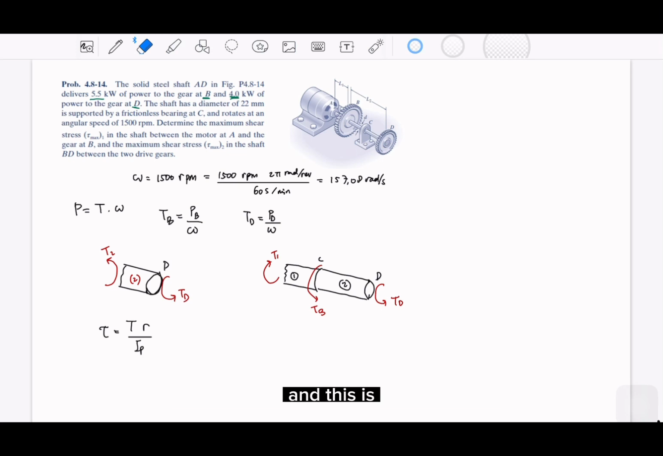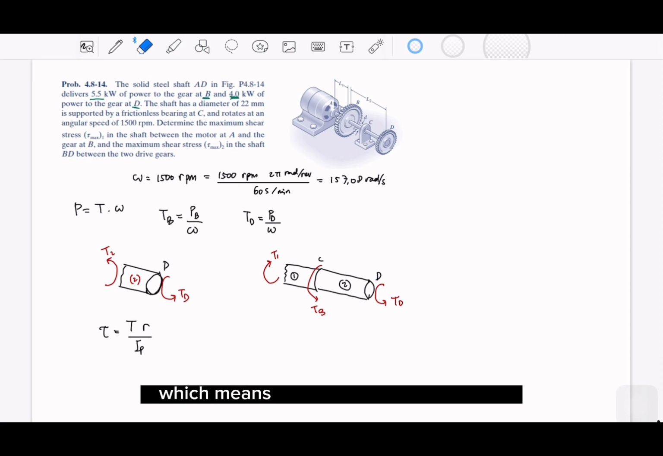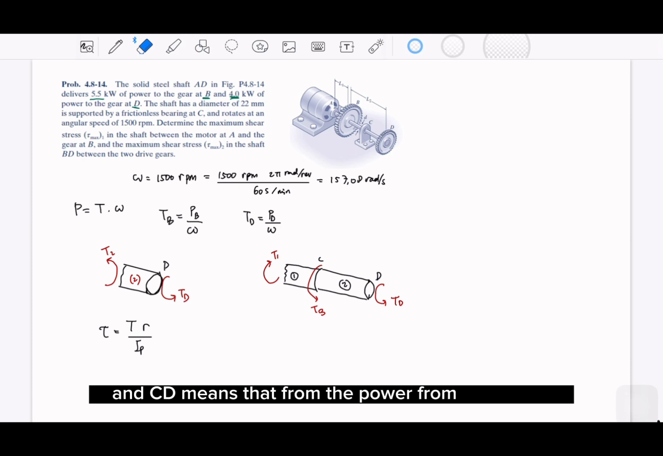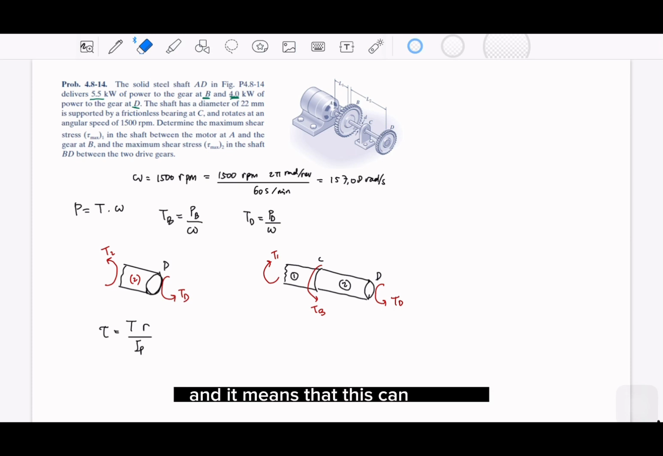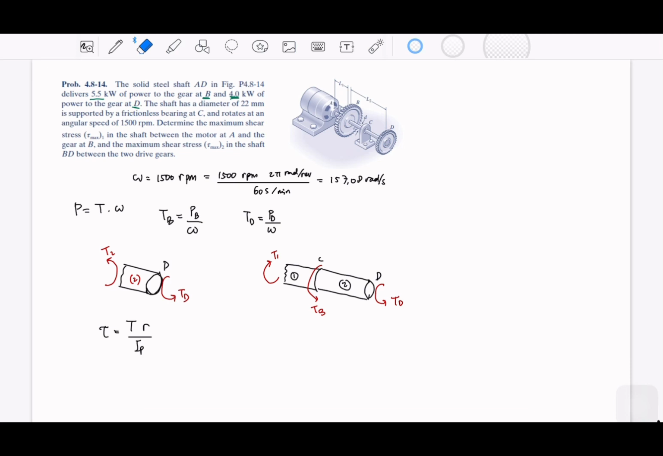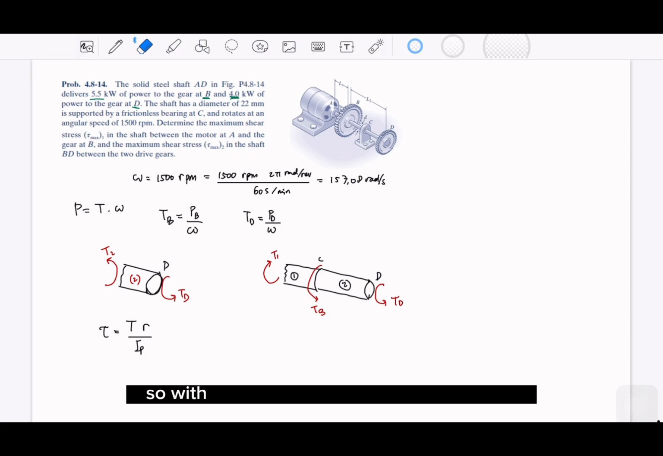Okay, and we get the equilibrium here, which means that this TD is equal to T2, and this TB means the power from the B here. Because there is no friction at C, we can ignore that, and this also rotates with the same power from the power shaft. And from here we get the equilibrium, so TB plus TD equals T1, and then TD equals T2. From there, we get T1, we get T2, that is the one that we put here. So with each component, we get the shear stress.